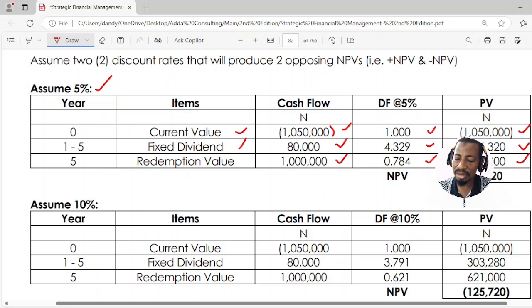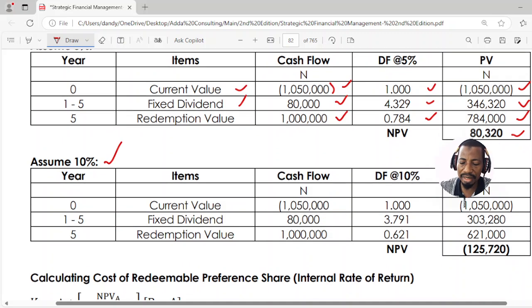784,000 plus 3,463.20 minus 1,050,000 will give us 80,320. So we have assumed 5%, and we got a positive NPV of 80,320. To get a negative NPV, we need to increase our discount rate. So we assume 10%. Our cash flow still remains the same.